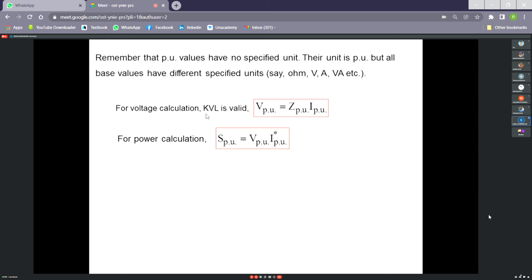For voltage calculation, KVL will always be valid, so voltage should be Z into I. For power calculation, the base will always be V into I conjugate, not V into I. That VI conjugate should be valid for per unit calculation also. Because what are you doing for power calculation? You are just dividing by some SB in the denominator, nothing more than that. So it should not change the actual behavior of the system, right? So the basic thing should be the same.